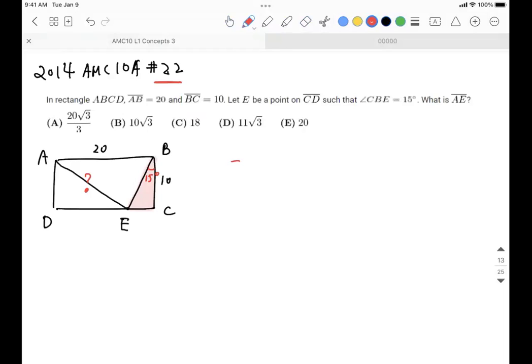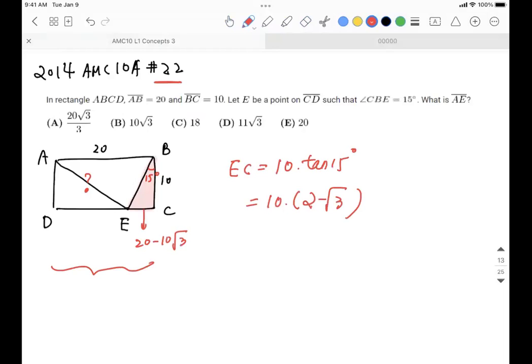What's the value for EC? EC is actually 10 times tangent 15 degrees. Tangent 15 degrees is 2 minus root 3. So this is 20 minus 10 root 3. Because the total value AB is the same as CD, which is 20, this part is 10 root 3.